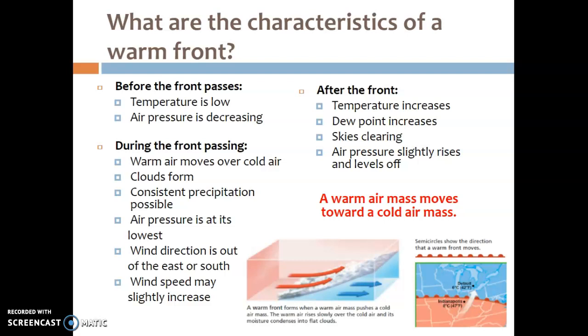It causes clouds to form. Consistent precipitation is possible. Air pressure is very low. Wind direction is generally out of the east or south, and wind speed may slightly increase. So we get that often here in Minnesota. The warm fronts come in from the south, the cold fronts come down from the north.